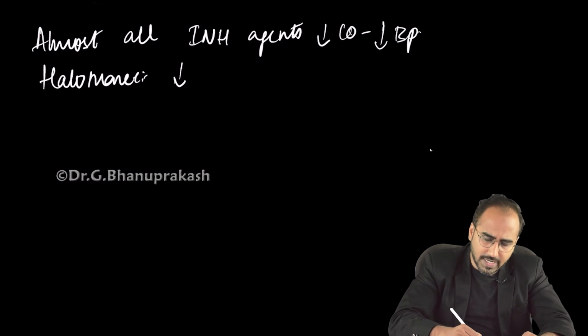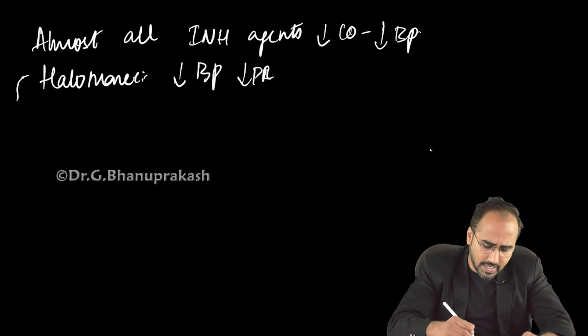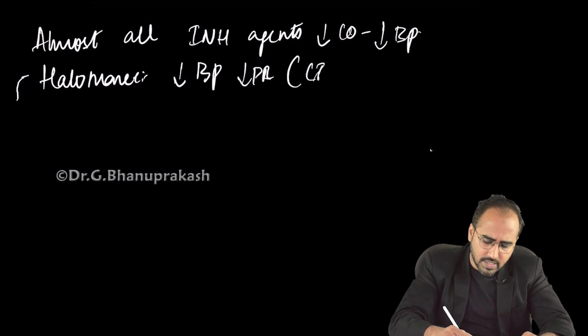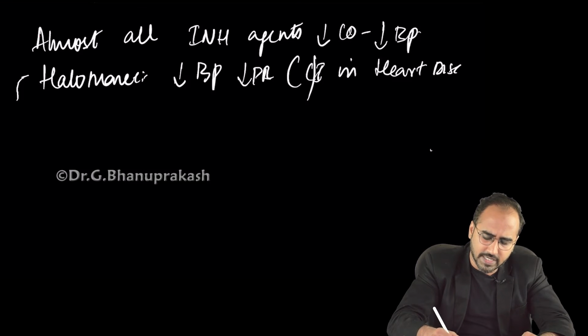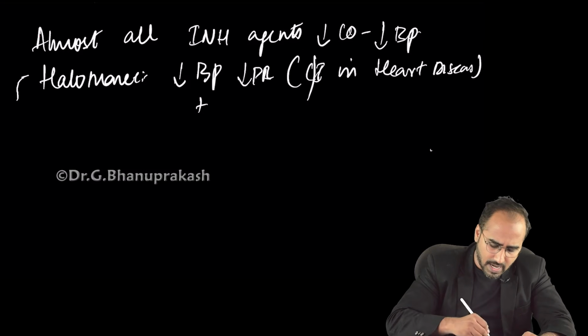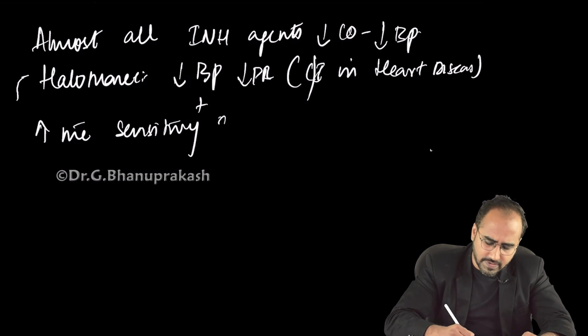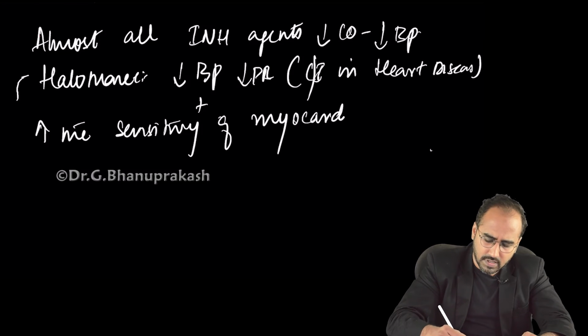Halothane not only causes hypotension, it also causes bradycardia. Halothane is highly contraindicated in heart disease. One reason why it is contraindicated is it causes hypo and brady, plus halothane increases the sensitivity of myocardium towards catecholamine.